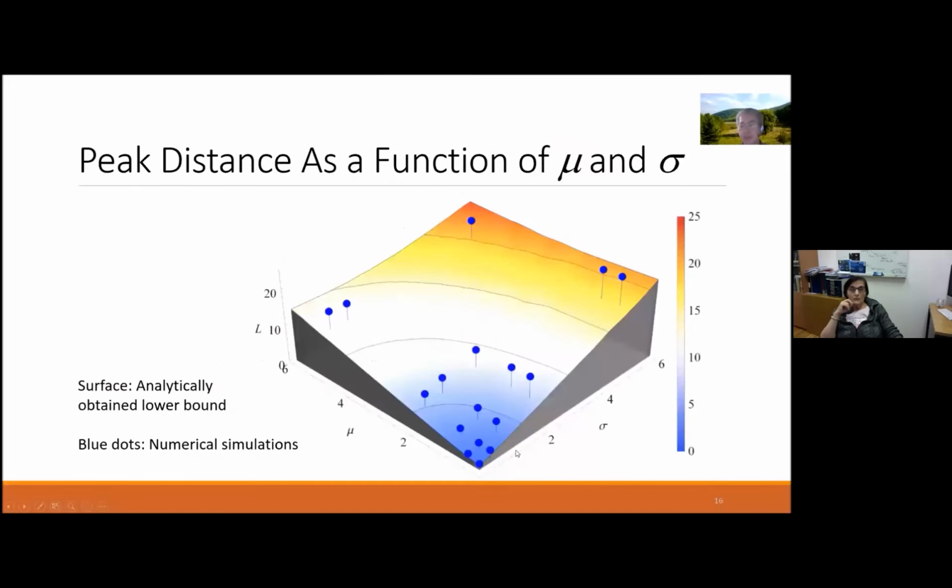And here's yet another visualization, the summary of all the numerical solutions and analytical calculation together. So blue dots are numerical simulations, showing that specific value of mu and sigma and the characteristic distance between peaks in the opinion space. And all the numerical simulations are always above the analytically predicted lower bound. So this guarantees that as you increase the parameters mu and sigma, the population peaks need to get farther away. So this confirms our initial hypothesis that people's information gathering ability may actually contribute to more disagreeing opinions.